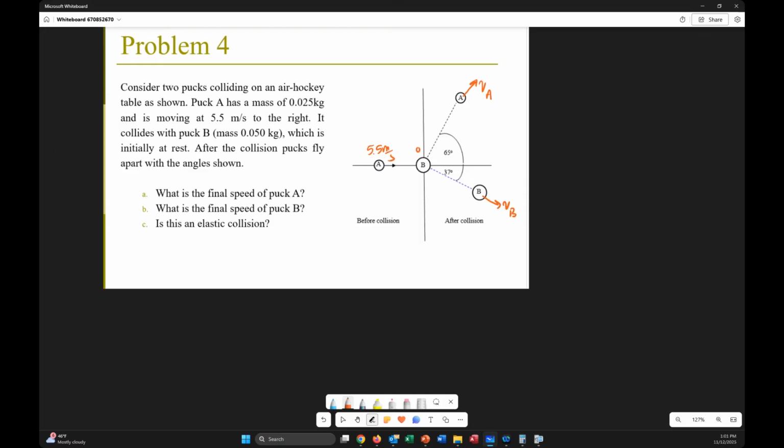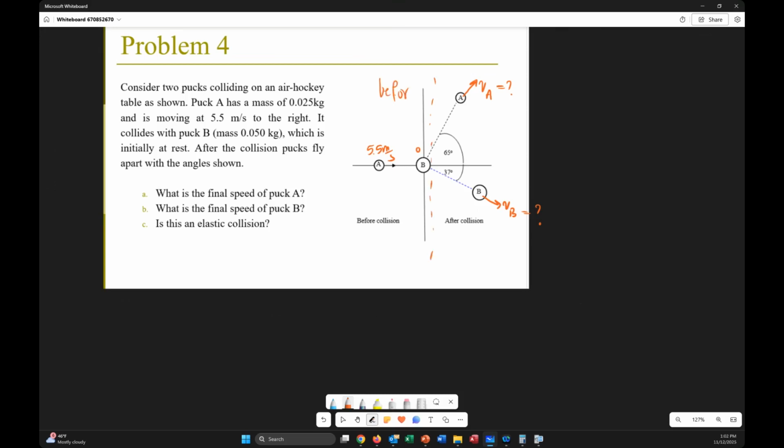So it's telling us to find the final speed of puck A and puck B. What is the final speed of puck A and puck B? And is this an elastic collision? Let's find out. Okay, so what is the momentum before collision? You know, this is before collision, yes?